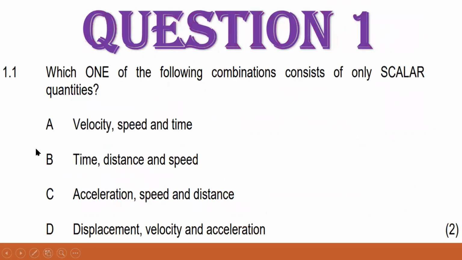Multiple choice questions. 1.1. Which one of the following combinations consists of only scalar quantities? Please check options and then try to get answer. Question 1.1. What is your answer? Let's give your time 10 seconds.